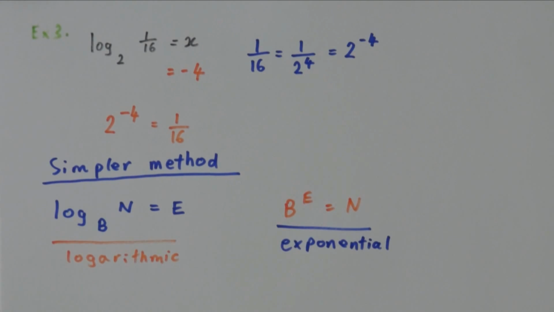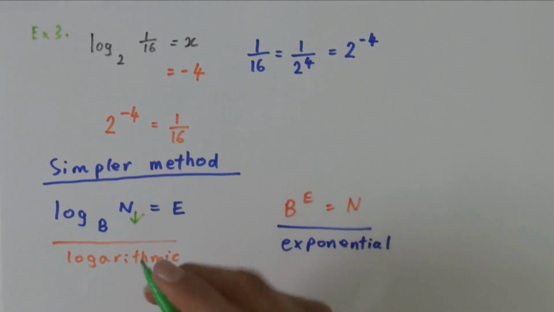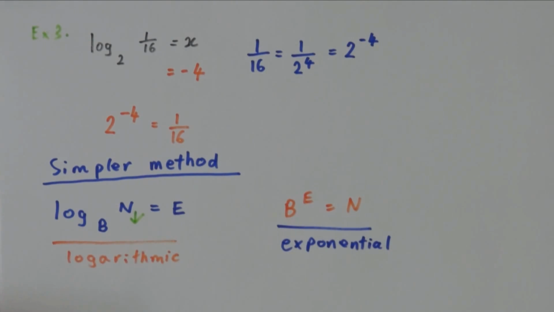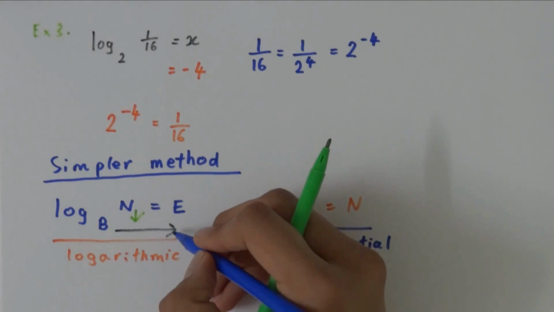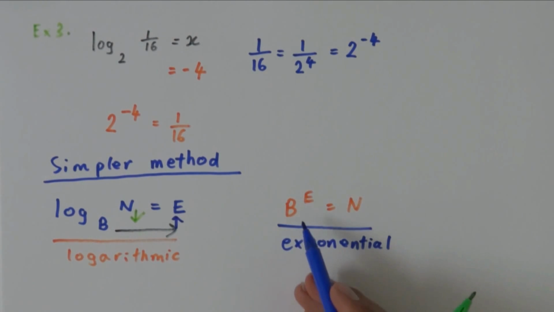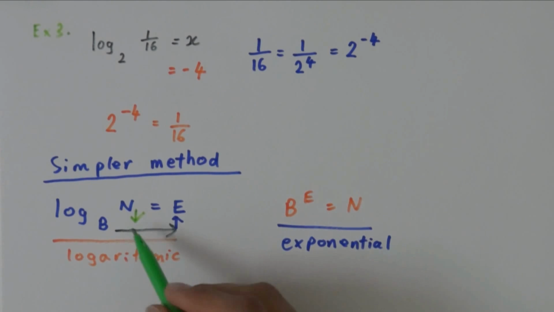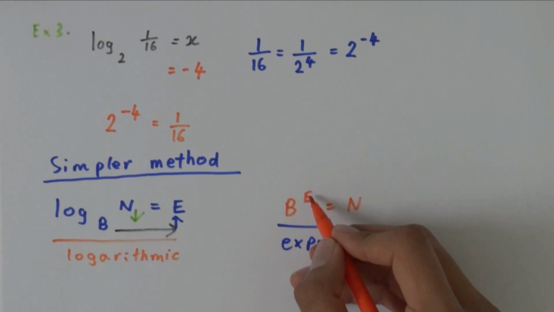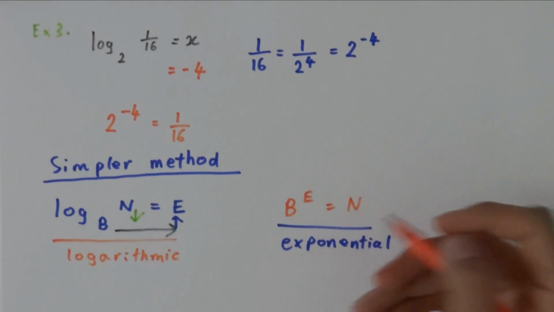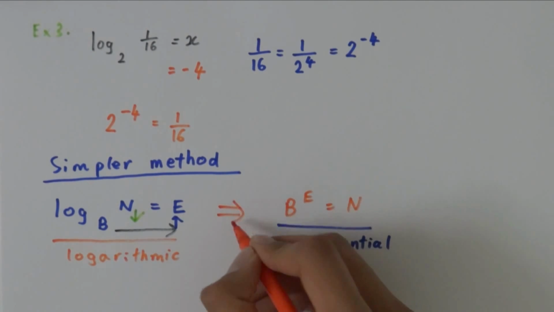So what we need to visualize is, let's think of n as being heavier than b and pushing b down, actually trying to push it to the other side. So if n goes down, b has to go to the other side, and b goes this side, right? And then b pushes e up. So that's the same thing here. n goes down, pushes b to this side, and raises this. b to the power e is equal to n. It's the same thing both ways.